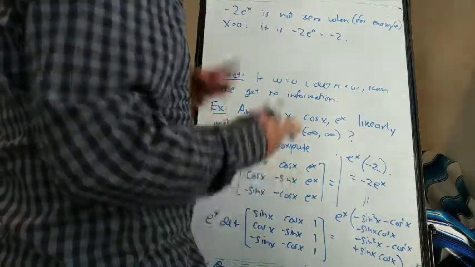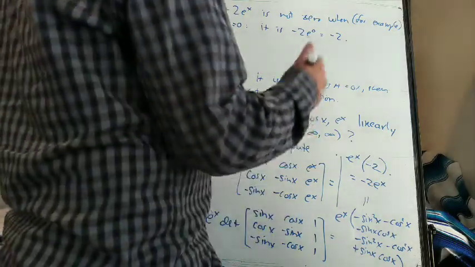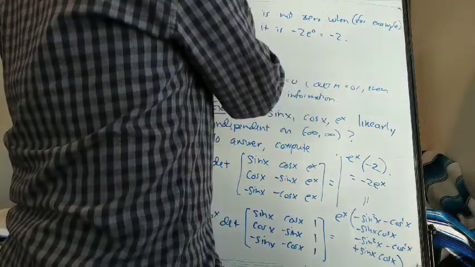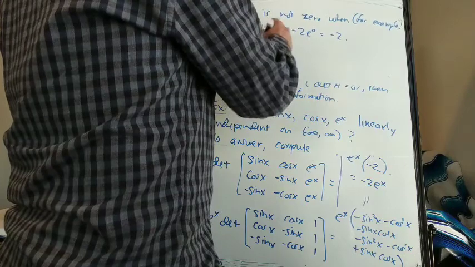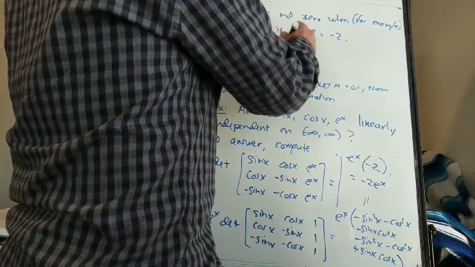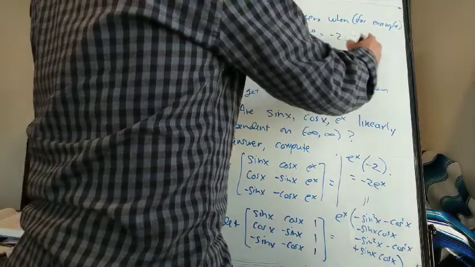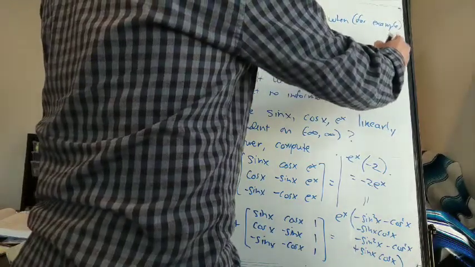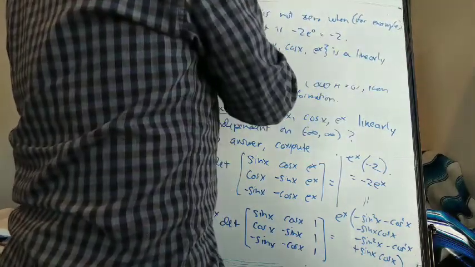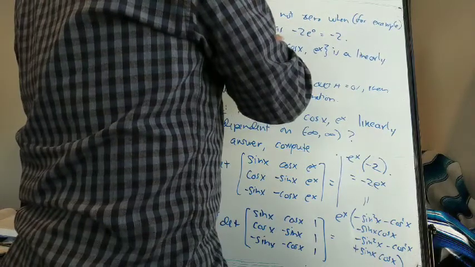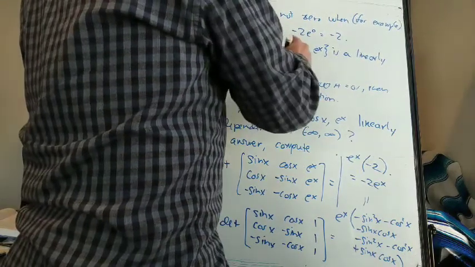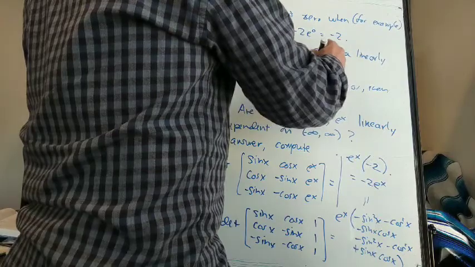So since this matrix had a non-zero determinant for at least one value of x, that means that sine x, cosine x, and e to the x is a linearly independent set of functions.